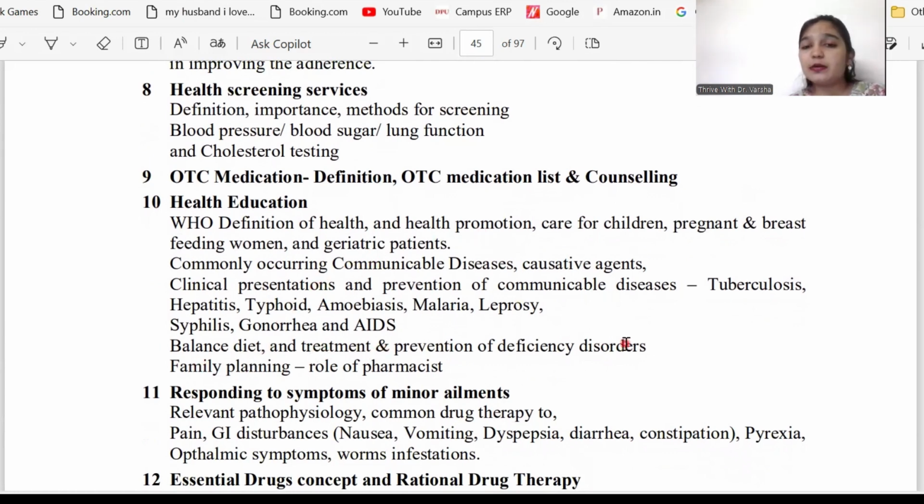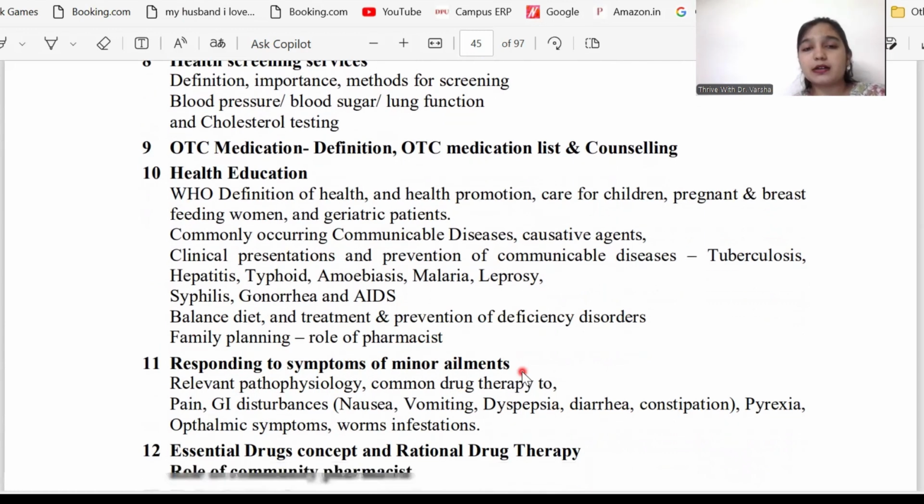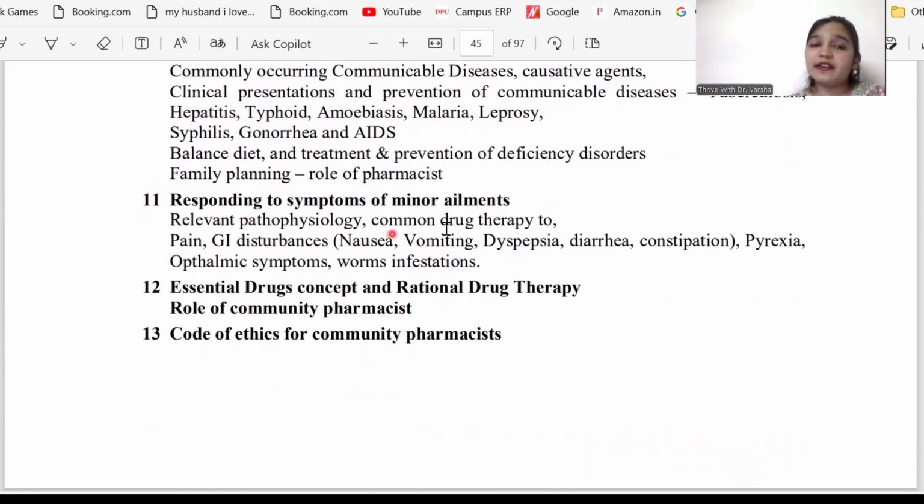Then balanced diet and treatments, it will be for 5 marks and 2 marks. Family planning and role of pharmacist will be for 2 and 5 marks. Then the 11th chapter will be again for 10 marks and 5 marks. And in this, pain is very important. You will definitely get a question on pain for sure. So study that really well. And the 12th chapter will be for 10 marks. And even the 13th chapter will be for 10 marks.